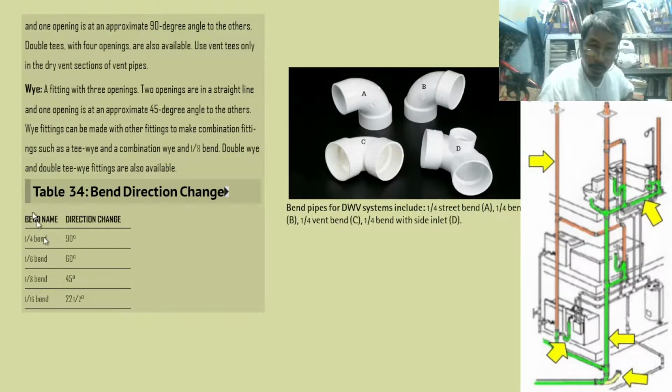So 1/6, we can solve this one, no? We can solve this because 90 degrees is pi over 2. Pi over 3 is 60 degrees. Pi over 4 is 45 degrees. Pi over 8 is 22.5 degrees. So that is why it is called 1/4, 1/6, 1/8, 1/16.